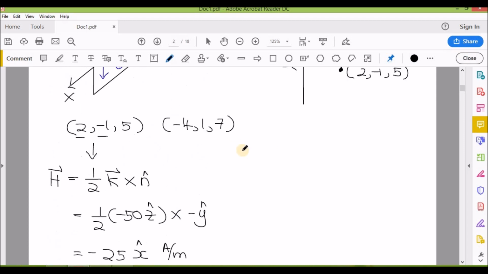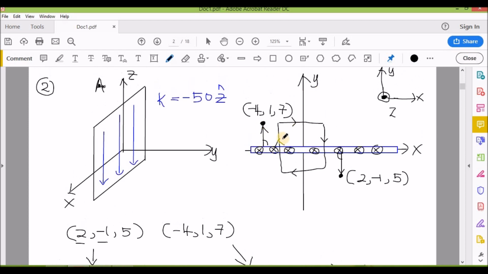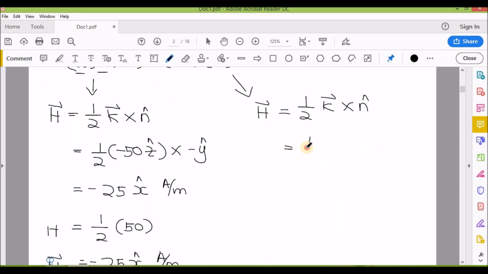Let's look at the second point. This one will be 1/2 K with the unit vector n, and for this point, the unit vector n is pointing in the positive y direction. So it will be 1/2. You have to insert the negative z, and you cross with the positive y. So zy you will get negative x, and balance out with this negative you will get a positive answer.